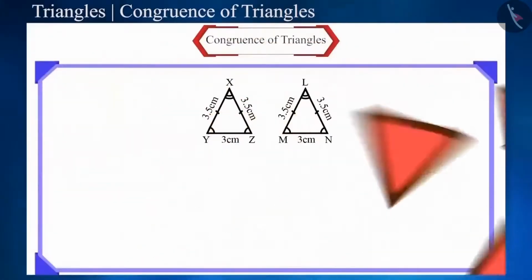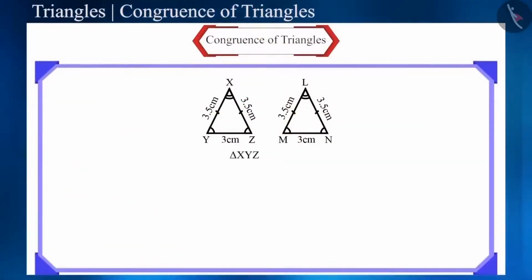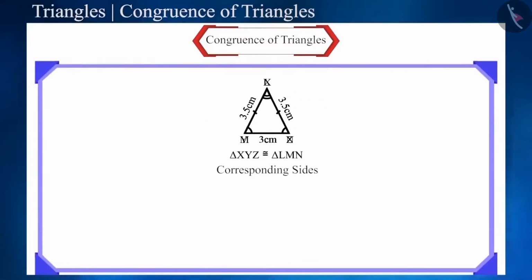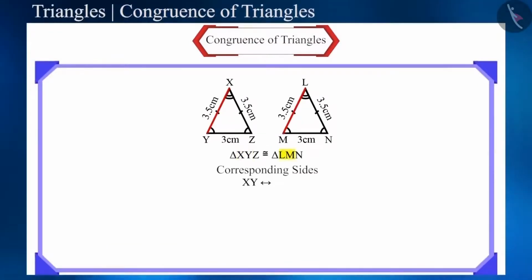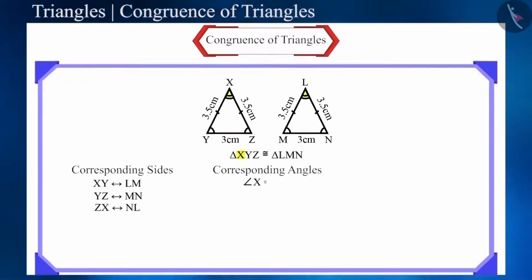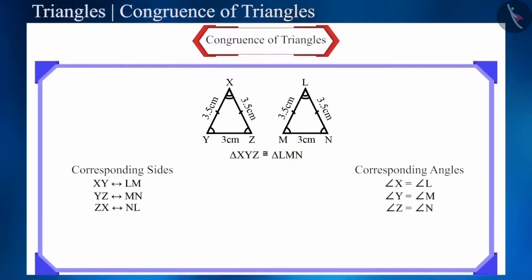Let's move on. Here, it is given that triangle XYZ is congruent to triangle LMN. Here, side XY covers side LM, side YZ covers side MN, and side ZX covers side NL. And we represent it this way. Angle X covers angle L, angle Y covers angle M, and angle Z covers angle N. We write it this way. Can we say the same for the vertex as well? Yes. Vertex X corresponds to vertex L, vertex Y corresponds to vertex M, and vertex Z corresponds to vertex N.